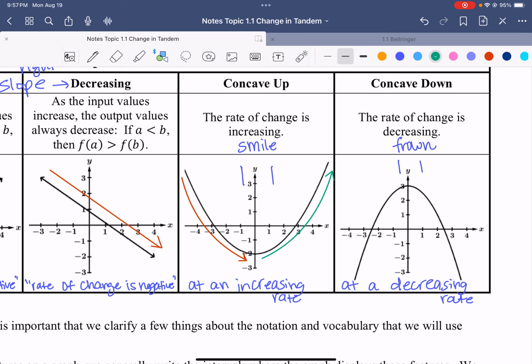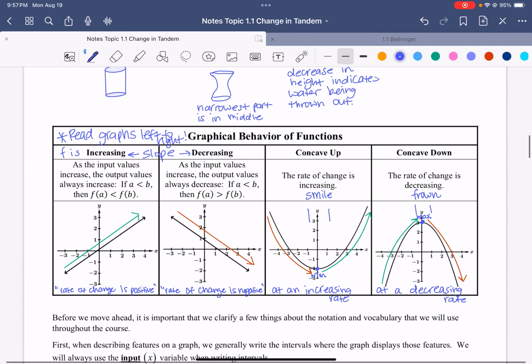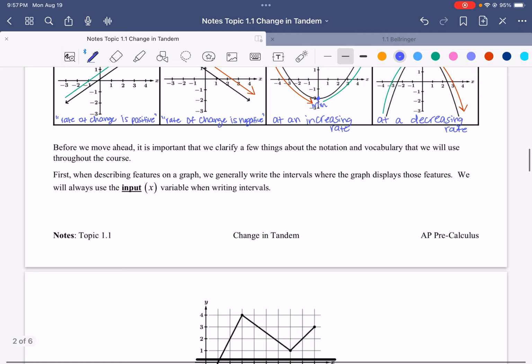Same thing with concave down. It starts with a positive rate of change, and then it switches to a negative rate of change. Okay? Notice that it changes at a maximum and a minimum. So for concave up, it's going to change directions at the minimum, and for concave down, it's going to change directions at the maximum. Okay, let's keep going.